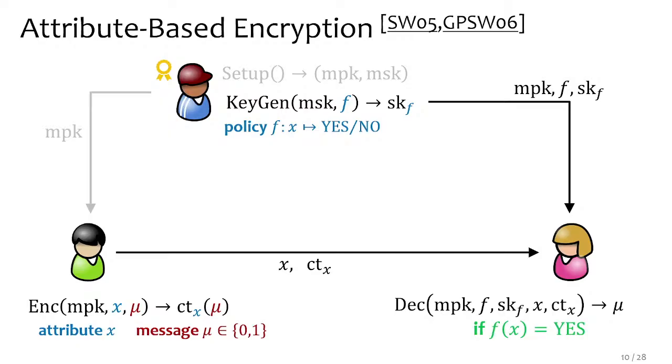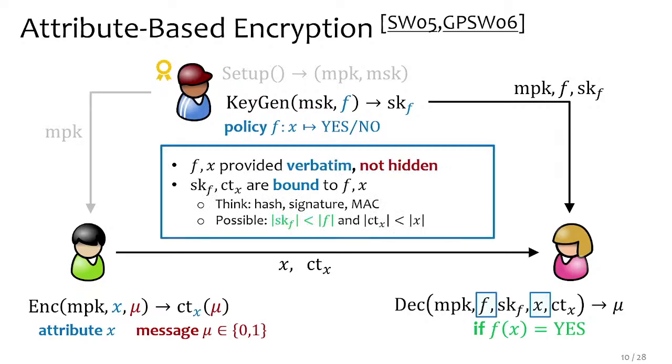And given the ciphertext and the secret key, you can decrypt the ciphertext if f of x is yes. So again, I have to emphasize that in this definition, f and x are provided in the clear and it's not hidden. Again, the same emphasis, but anyway.